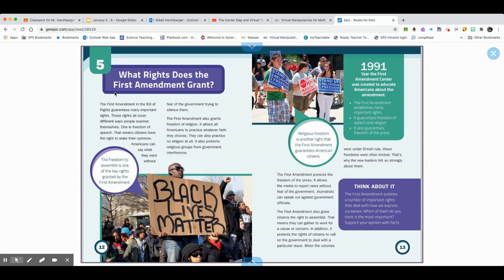What rights does the First Amendment grant? So you can see here, in this case, we've got some photographs. So these are color photographs, so more modern times. And so here you can see there's a picture of a number of different people. And here in the foreground is a person holding a large sign on cardboard that says Black Lives Matter. So this is certainly a very current picture. It says the freedom to assemble is one of the key rights granted by the First Amendment. So this is a group of people here gathered together, assembling together.